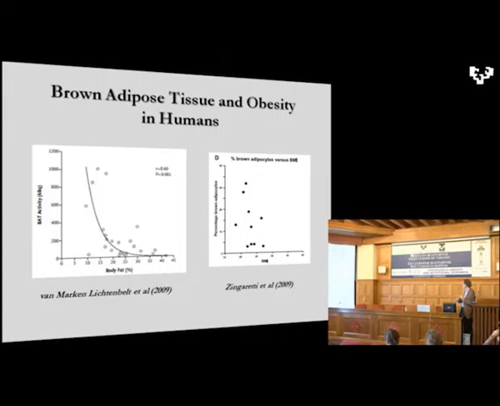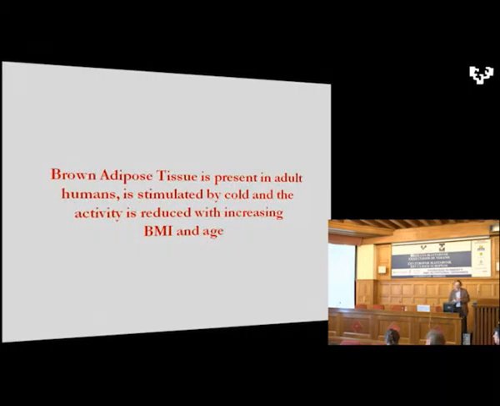And this is a study from the Saverio Cinti group, which shows that the number of brown adipocytes falls with BMI. So now we're in a situation where there is good, strong evidence that brown adipose tissue is indeed present in adult humans. It can be stimulated by factors such as cold, and the activity is reduced with increasing BMI and age.